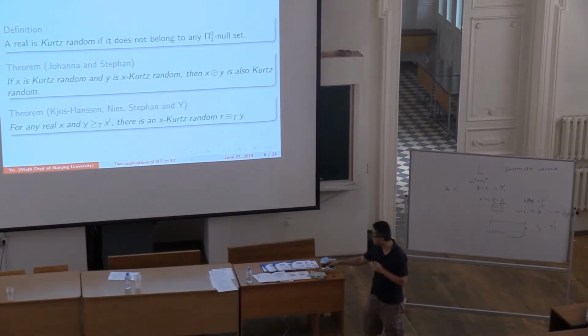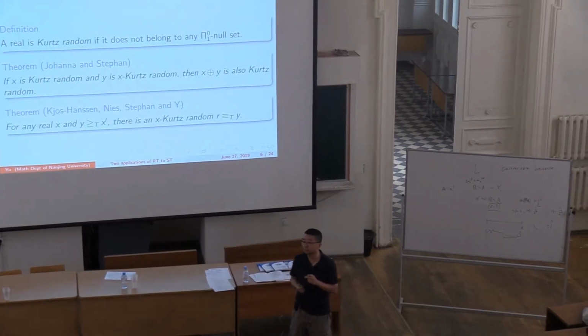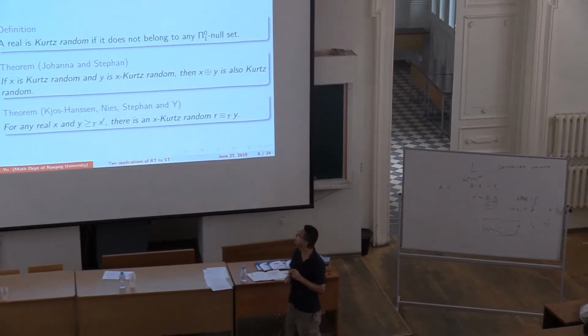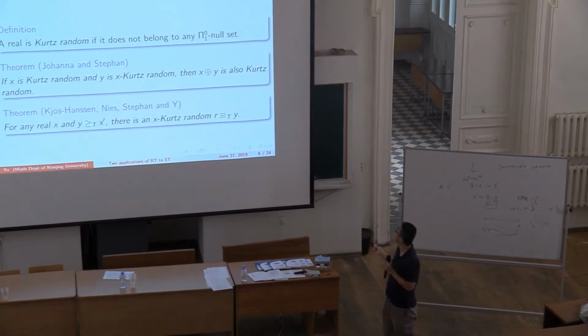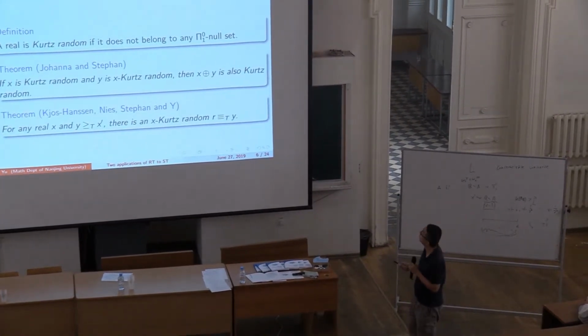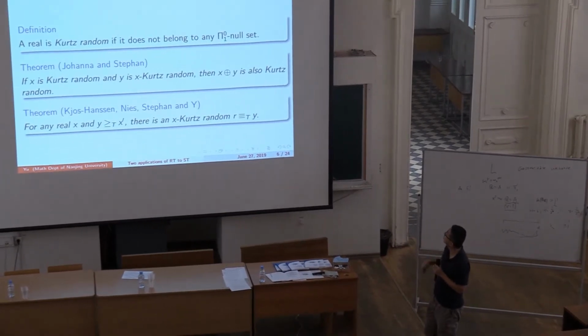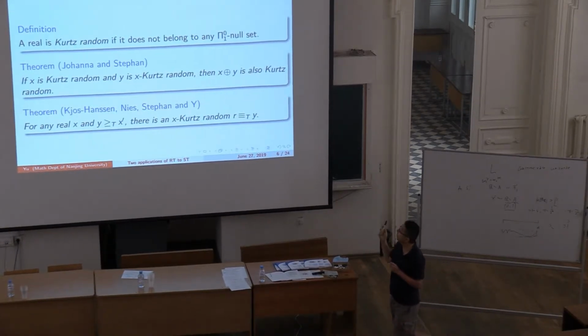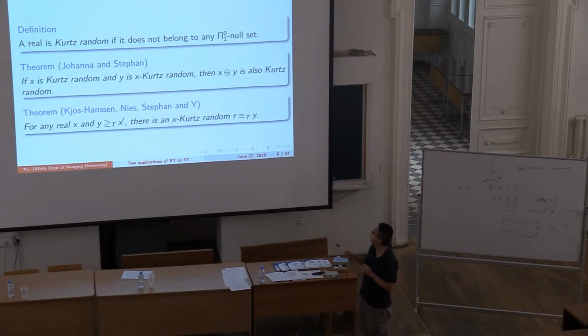Okay, now let's go to classical randomness. And this is a very weird randomness notion called Kurtz randomness. X is Kurtz random if it does not belong to any Pi 0 1 null set. And so it's not really a randomness notion, because every 1-generic or weakly 1-generic is Kurtz random. But it unifies genericity and randomness.